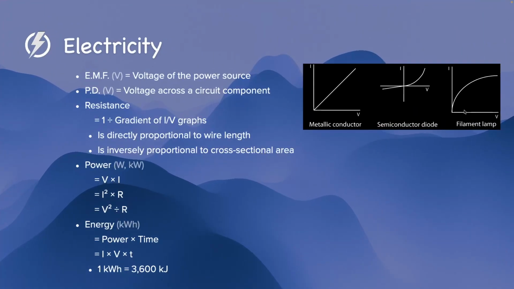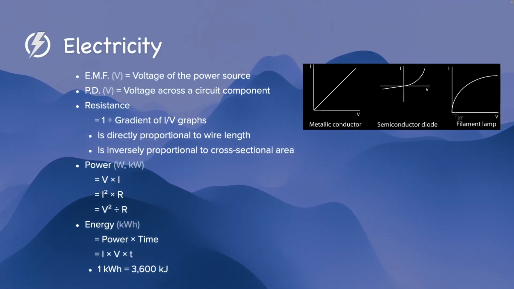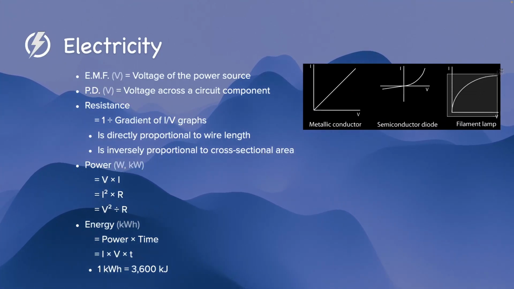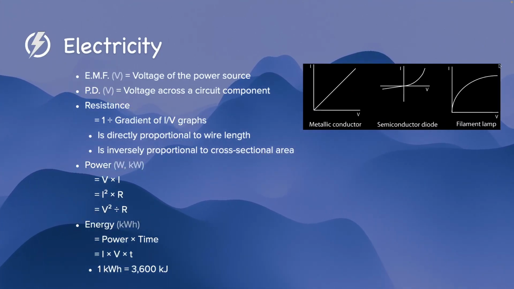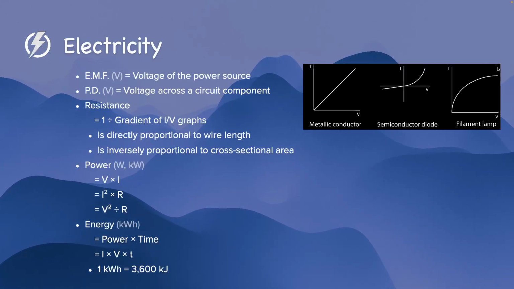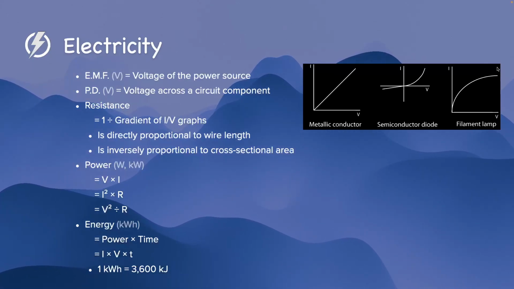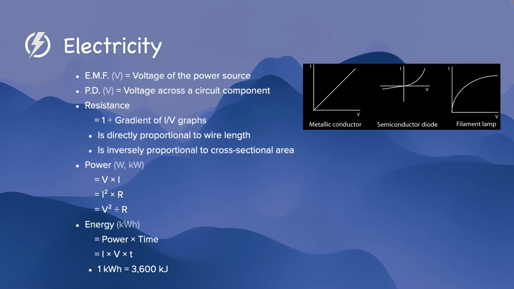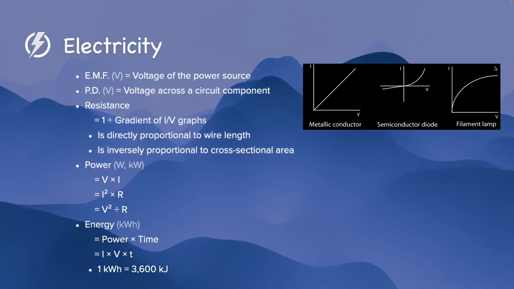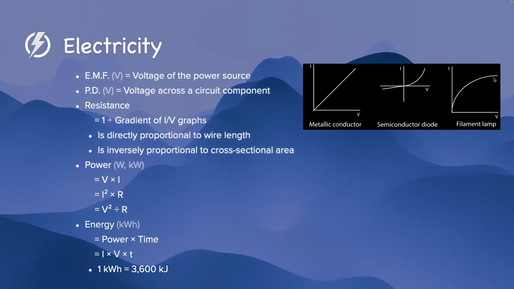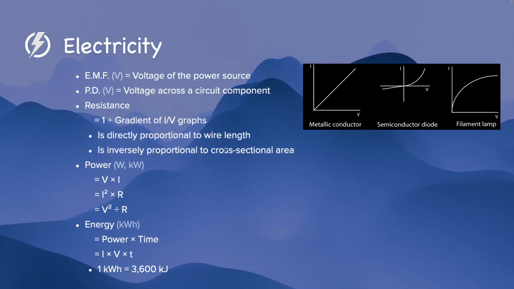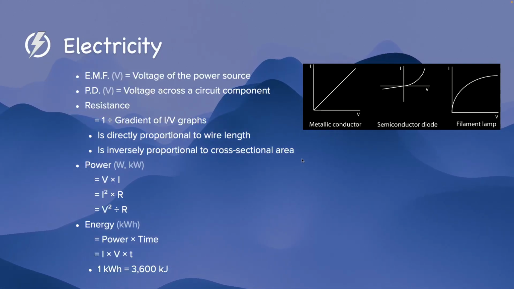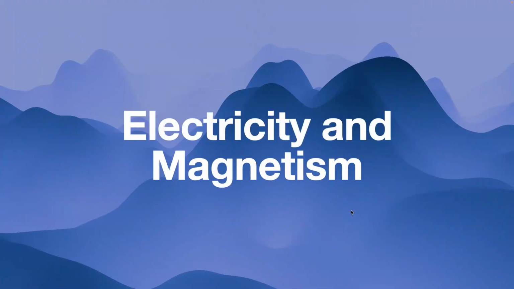A filament lamp has voltage increasing disproportionately to current, because as you apply a greater voltage to a filament lamp, its resistance increases because it heats up. So you can see that this gradient decreases, which means the resistance increases as voltage or current increase.